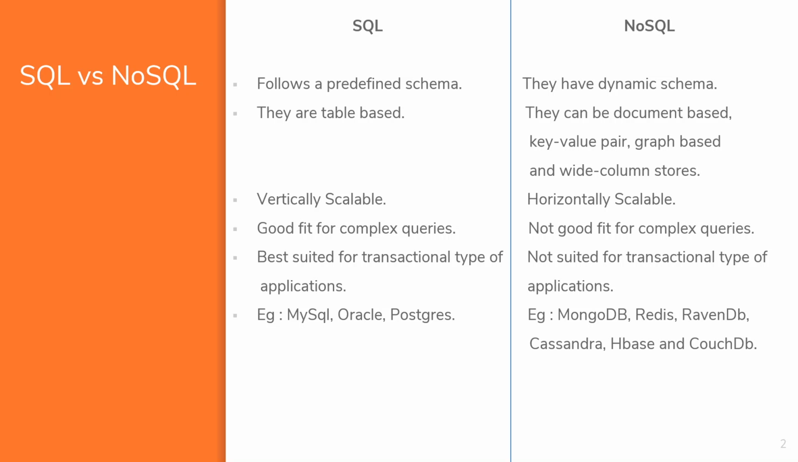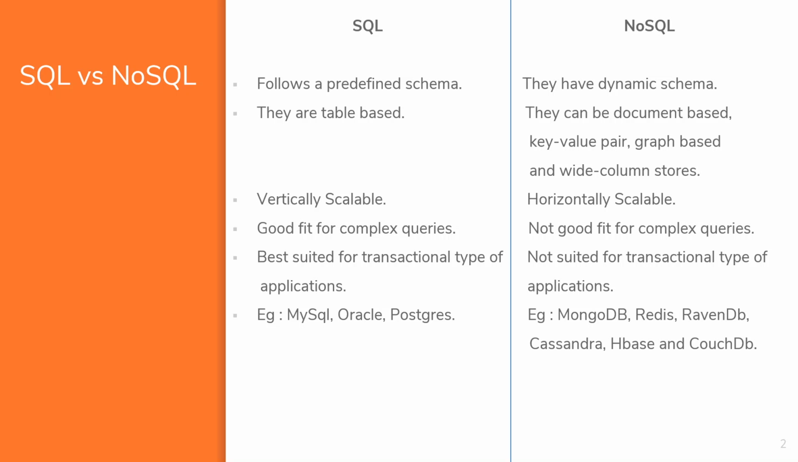SQL databases are standard table based. They have rows and columns, whereas NoSQL databases have different types and can be stored in different ways. It can be a document based database like MongoDB, a key value pair database like Amazon DynamoDB, a graph based database like Neo4j, and wide column stores. Each of these types has advantages, and each one is suited for different kinds of applications.